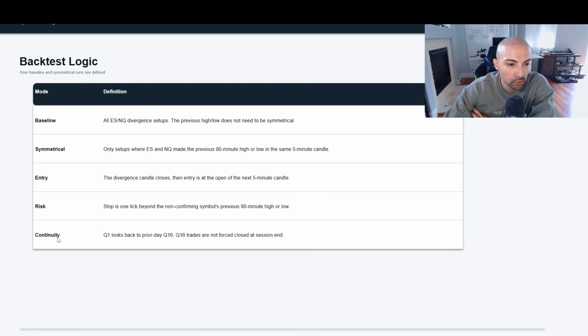Okay, and continuity. So quarter one looks back to prior days, quarter 16. Quarter 16 trades are not forced close at session end. So when the markets close, it won't just close the trade. That's the way the code looks at it. It'll keep carrying it over until the next session open. If the next session happens to gap down and stop you out, then it'll close it right there.